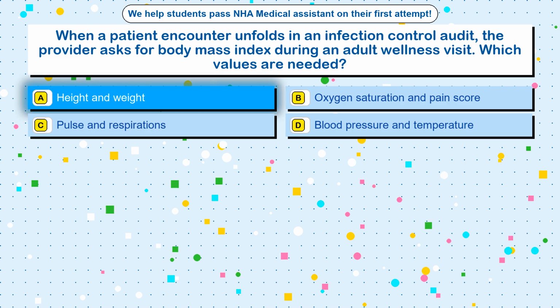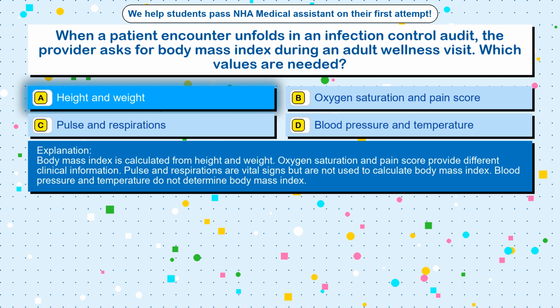The correct answer is option A. Height and weight. Body mass index is calculated from height and weight. Oxygen saturation and pain score provide different clinical information. Pulse and respirations are vital signs but are not used to calculate body mass index. Blood pressure and temperature do not determine body mass index.